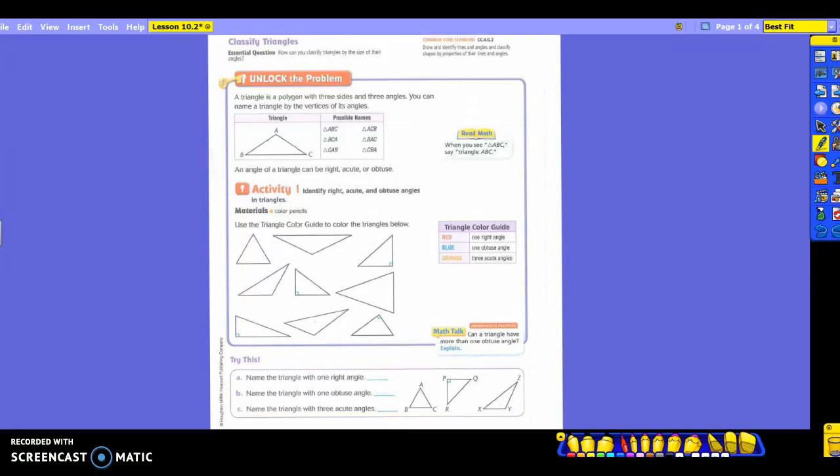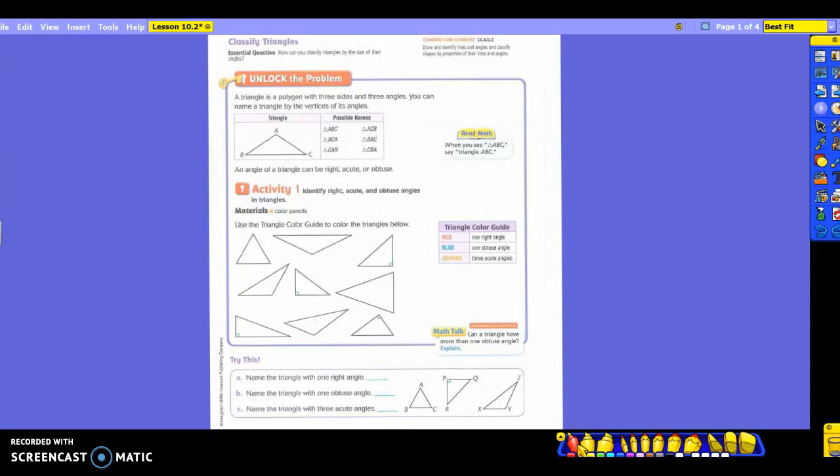You have your colored pencils. We are going to use the triangle color guide over here to color the triangles that are listed right here. So let's talk about the first color. What does it say? One red, and it's one right angle. So you're going to need to grab a red. Okay. Let's find the ones we need to color in red.